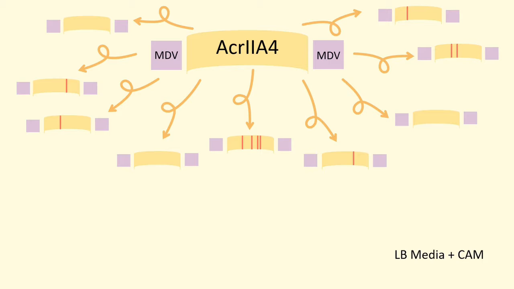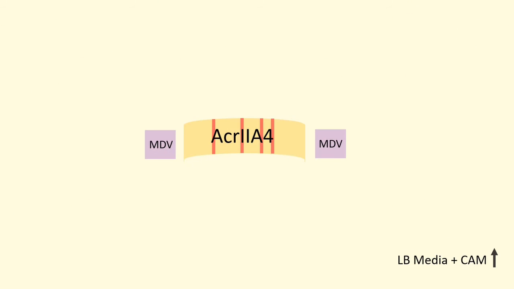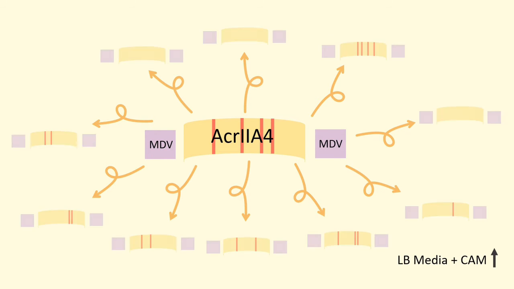Due to the combination of genetic drift and the selective pressure of slowly increasing chloramphenicol, the leading mutated AcrIIA4 from the latest generation will be chosen and integrated into new LB media with an increase of CAM concentration. Once again, some descendants will have mutations.